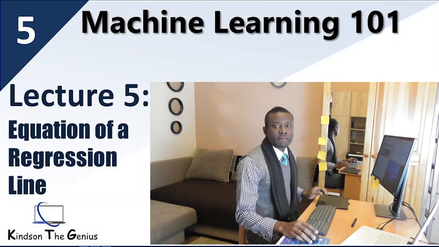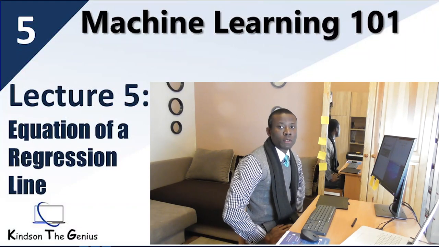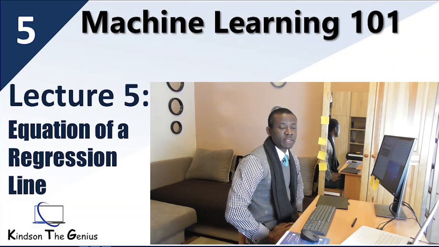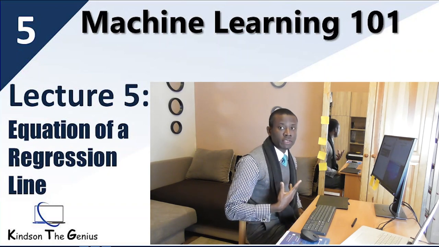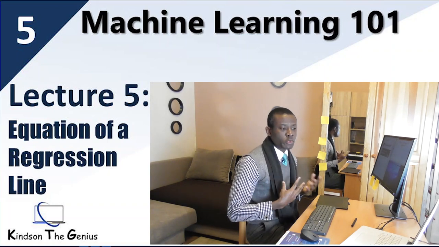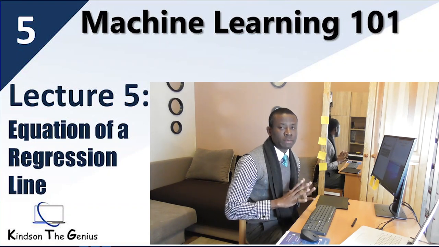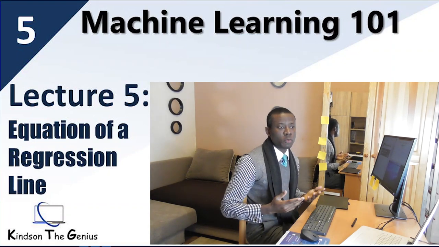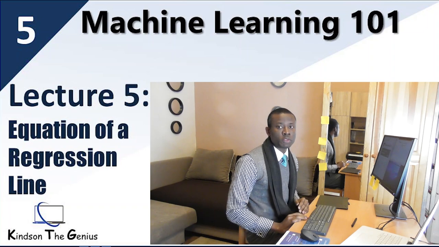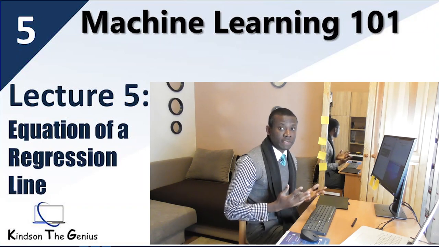This will be lecture 5 of our Machine Learning 101 lecture series, and today we are going to be talking about equations of a regression line. This will be a bit mathy, but it will be easy, because if I tell you, let's say 1 plus x is equal to 2, it's very easy, but that is math.